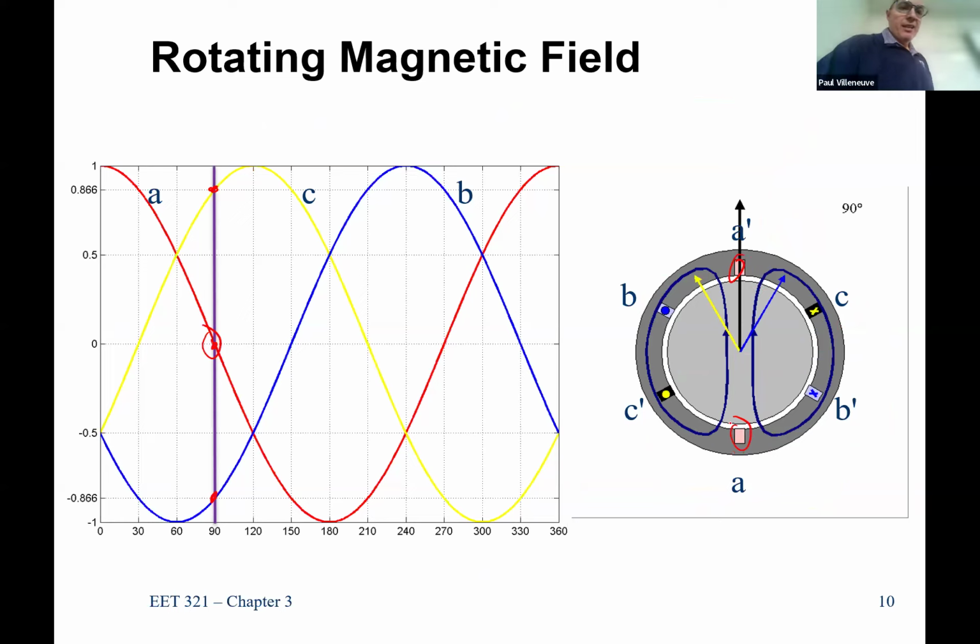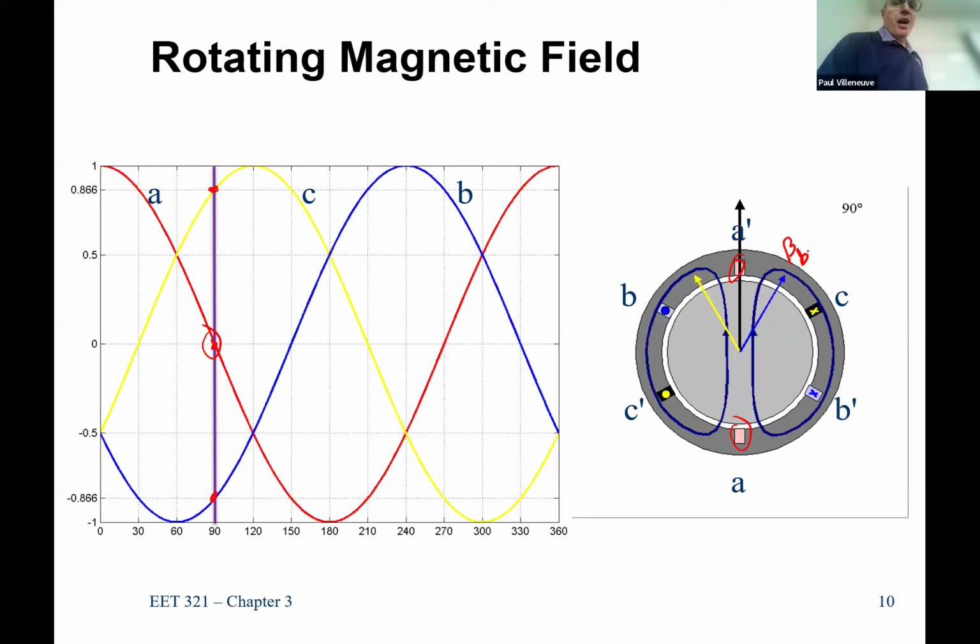Now B is a negative 0.866. So it was negative 0.5, now it's negative 0.866. So it's going to be a bigger value, not as big as A was at the 90 degrees, but bigger than it was before. So I take my fingers, I wrap around and point. This is B sub B.